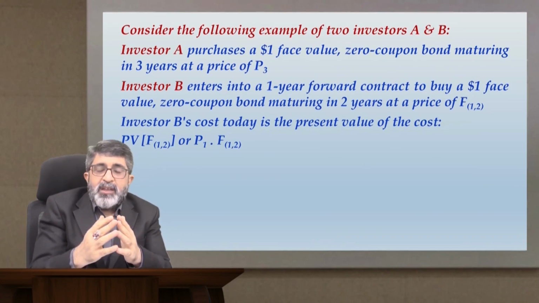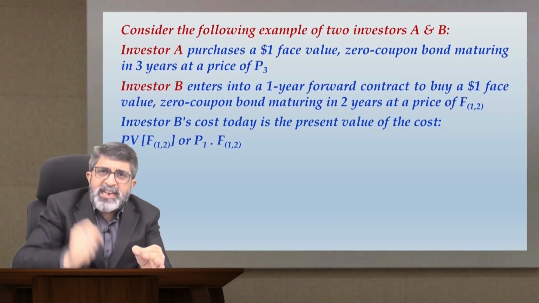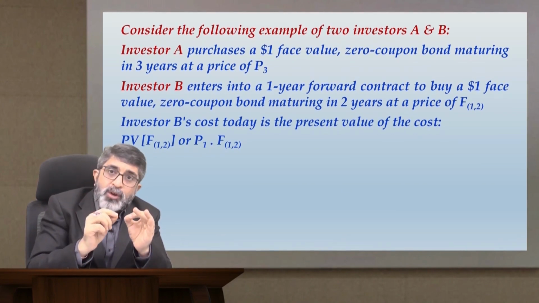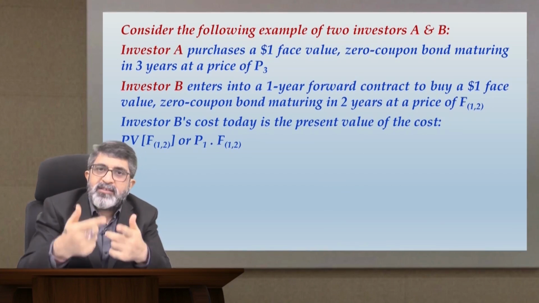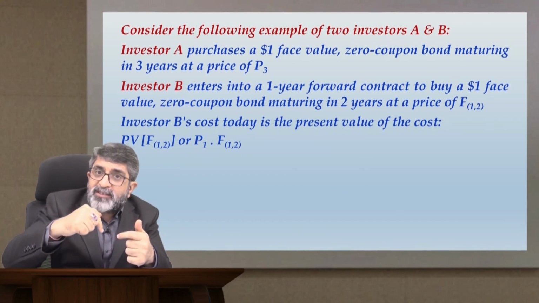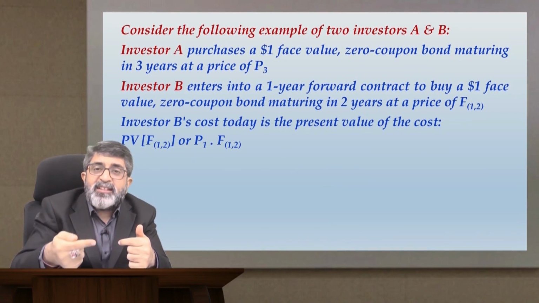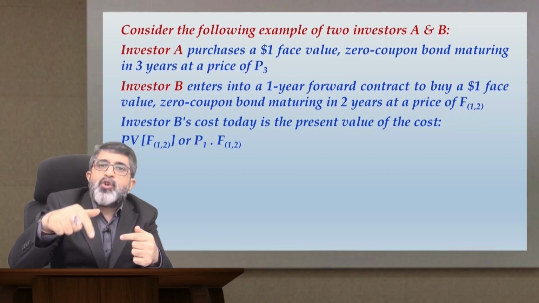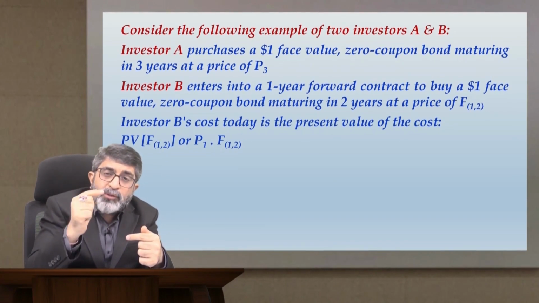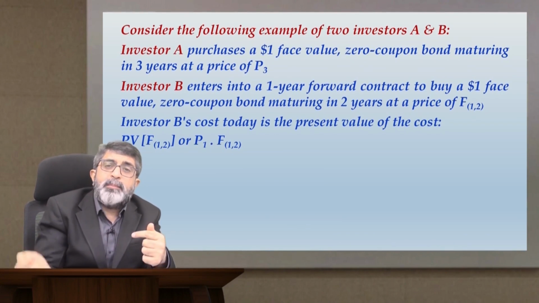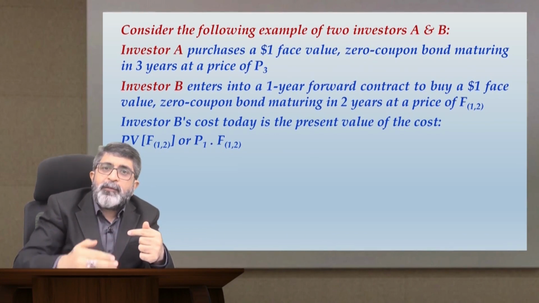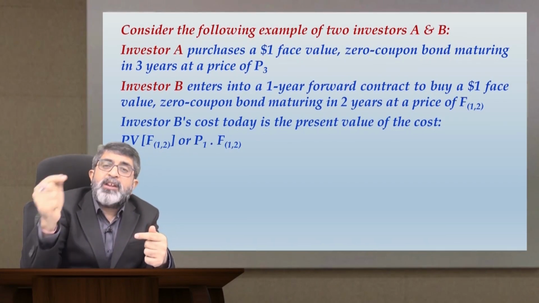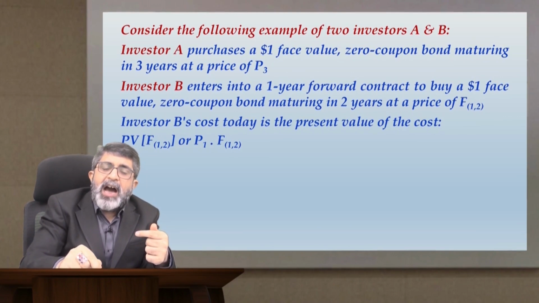Investor B hasn't invested a single penny now. Investor B is going to invest after 1 year. So you have found how much money investor B will invest. Because the money is not getting invested now, it is not the spot price or the current price, it is the forward price. So capital F1,2 indicates the price of a bond which will initiate after 1 year and will be there for a period of 2 years. F1,2 is the price that investor B will have to pay after 1 year from now.